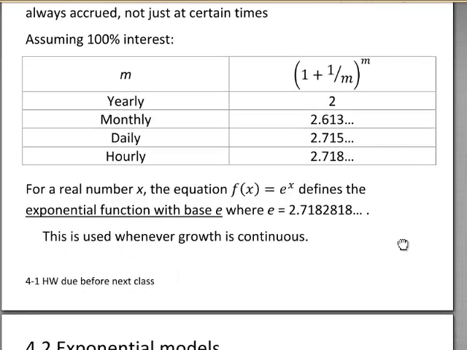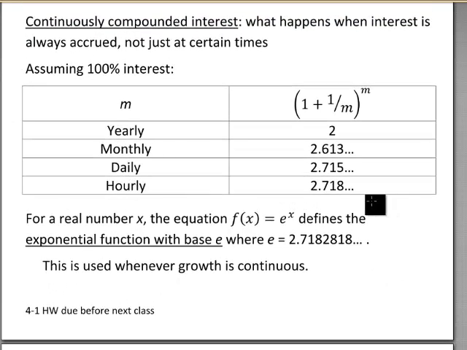If you keep going past hourly to every minute or second, you get closer to the number 2.71828 and so on. That stands for Euler's number, Euler with an E. He's the one that discovered this number, and it is used whenever growth is continuous. It doesn't have to be money in an account. It's just anytime growth is continuous.